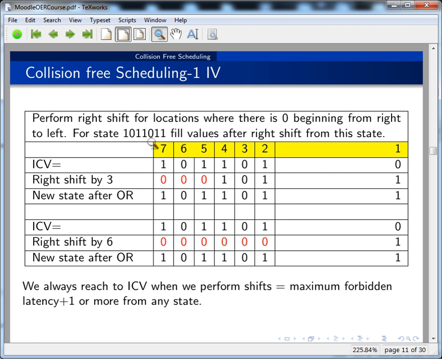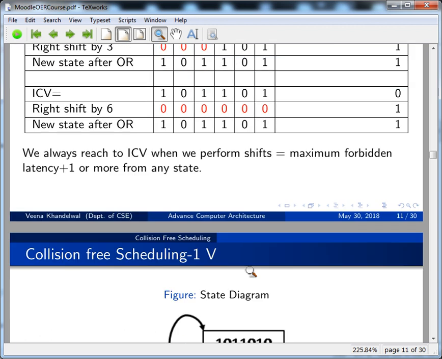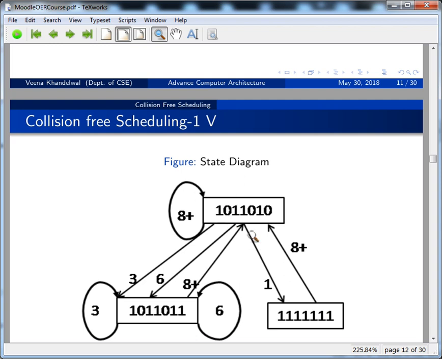Because we have 0 at location 3, we write 3 zeros. We have 0 at location 6, so we write 6 zeros and fill the remaining columns from the new state arrived. Then we once again perform an OR. Because this new state is once again the original state, no new state has arrived. So we stop finding new states here and we draw a state diagram.